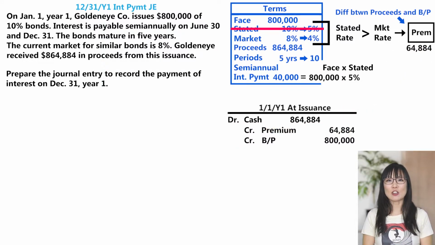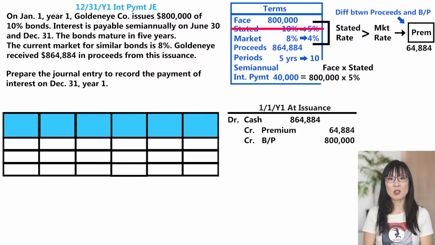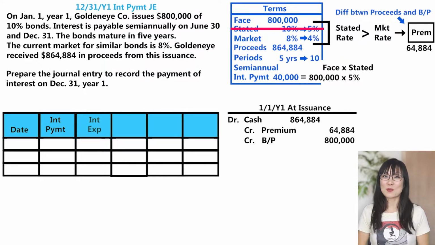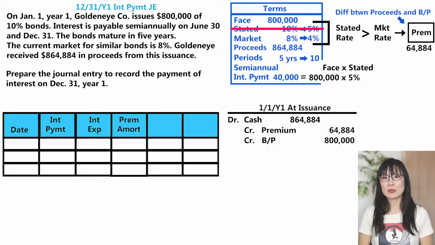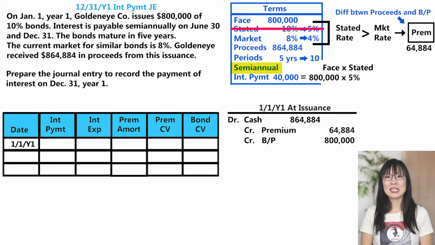Now let's make a chart to calculate the interest expense and premium amortization. There are 6 columns. Don't worry, most of them are just rote. Like column 1, date. Column 2, interest payment. Column 3, interest expense. Column 4, premium or discount amortization. Column 5, premium or discount carry value. And the last column, bond carry value. Start the date column with the issuance date, January 1, Y1. Here, interest payments are semi-annual, so put the subsequent dates in 6-month intervals. June 30th, Y1, December 31st, Y1, etc.